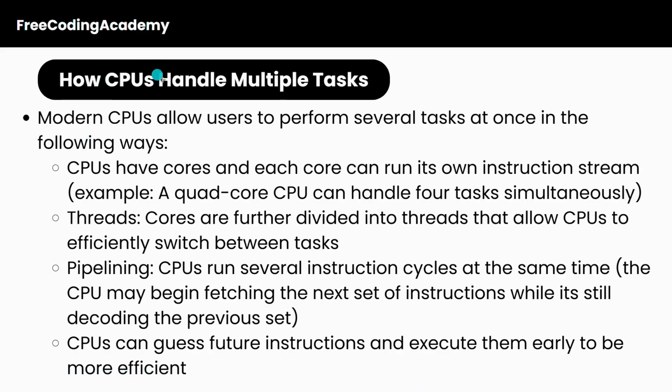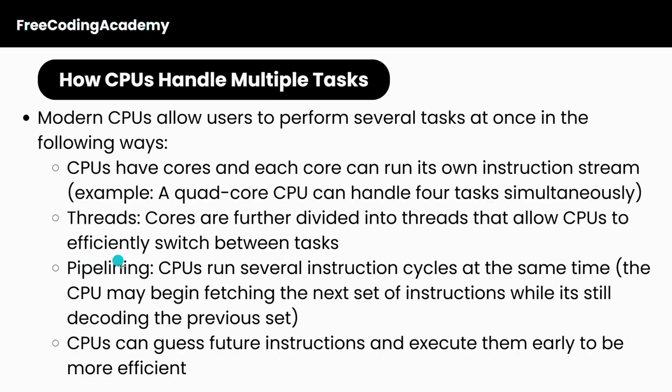Next, how do CPUs handle multiple tasks at the same time? So modern CPUs allow users to perform several tasks at once in the following ways. CPUs have cores, and each core can run its own instruction stream. So for example, if you have a quad-core CPU, that can handle 4 tasks simultaneously. Next, they have threads. So cores are further divided into threads that allow CPUs to efficiently switch between tasks.